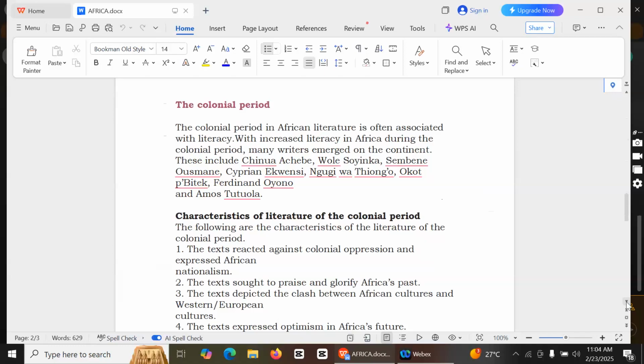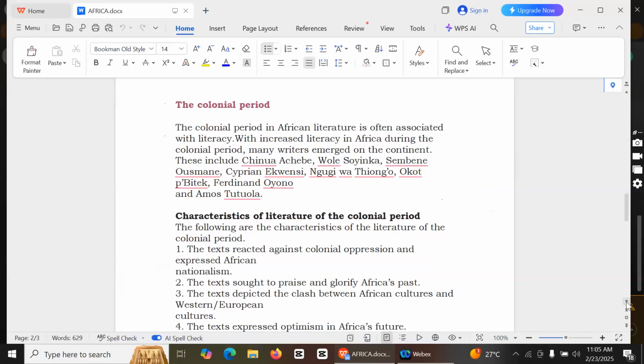It means they started official schools, whereby students went to school and learned how to write and read. With the increase of literacy in Africa during the colonial period, many writers emerged on the continent. We have famous writers that emerged during this period.